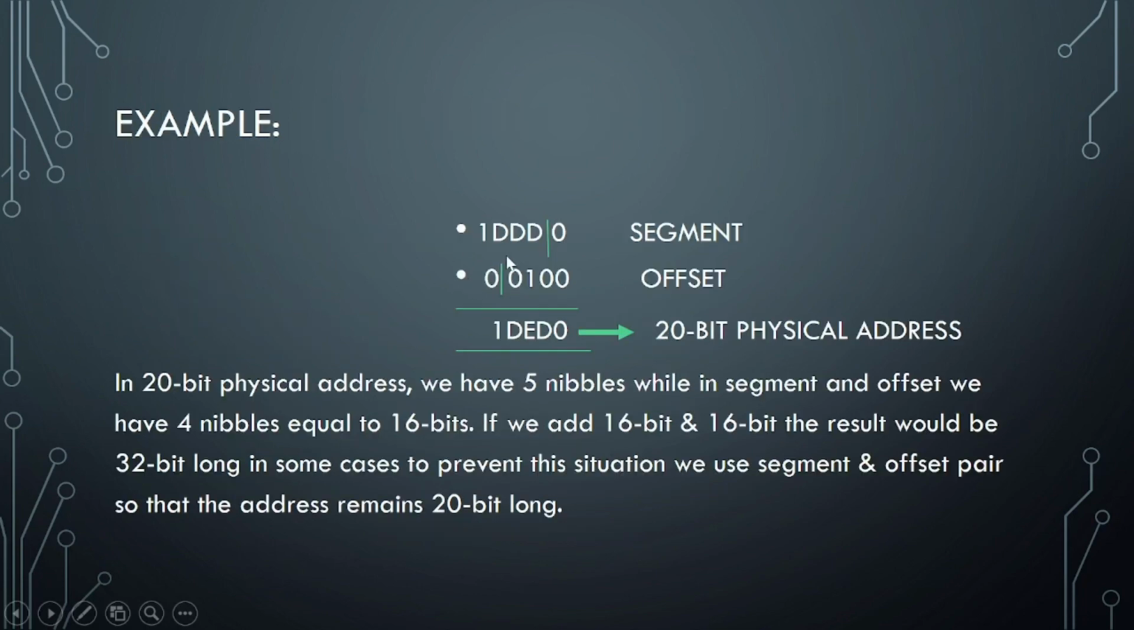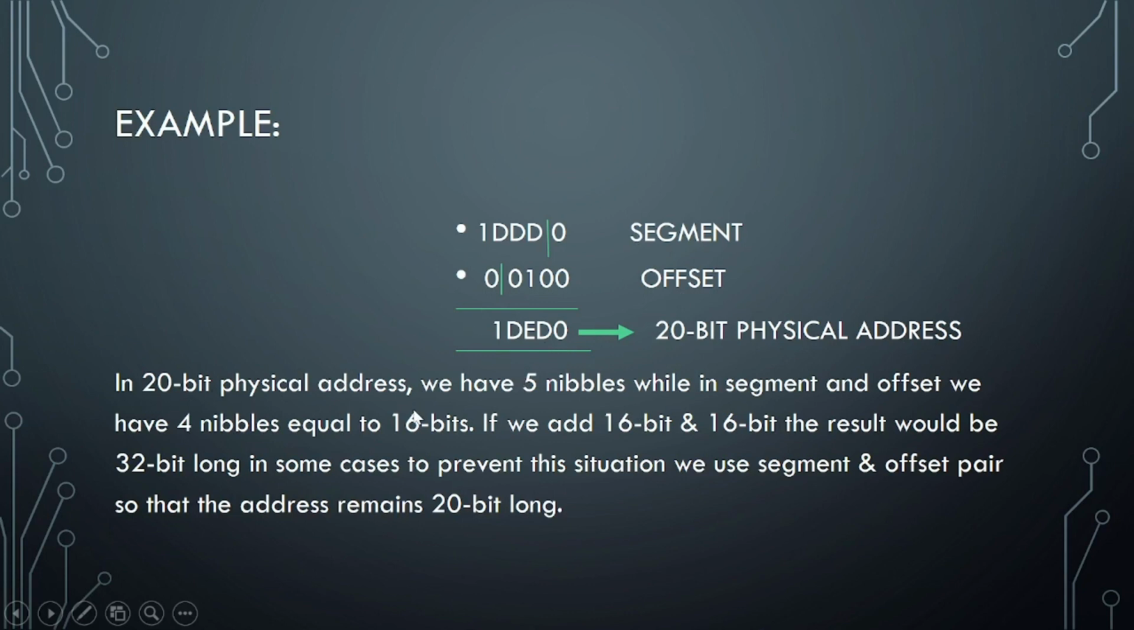Now let's see an example. 1 triple D 0 is segment. Here 1 triple D is the value of segment, while 0 is the fifth nibble which is 0. Then we have offset whose lower bytes are 0, 100 and upper byte is 0. Why have we done so? Because 0 has no effect. 0 into 0 will return 0, and when we add 1 into 0 it will give 1. So it will not exceed the memory. So in this way 20-bit physical address is obtained.